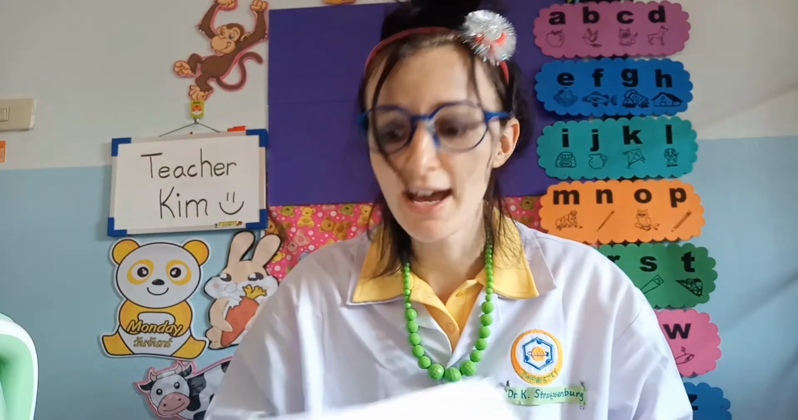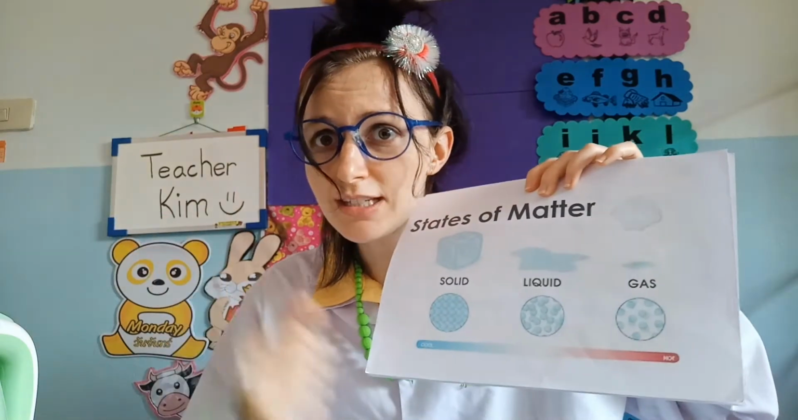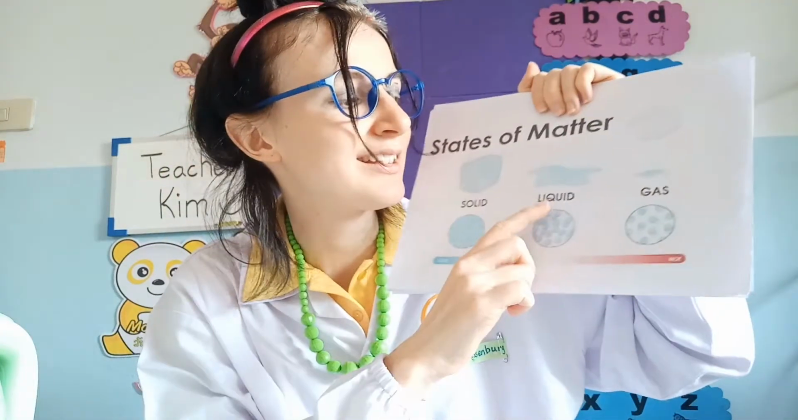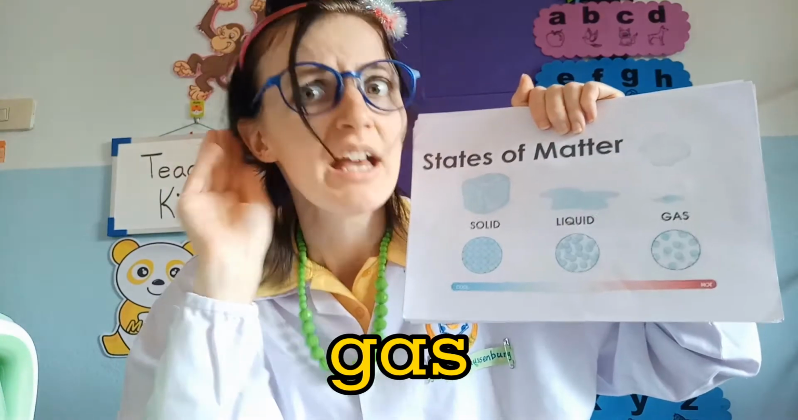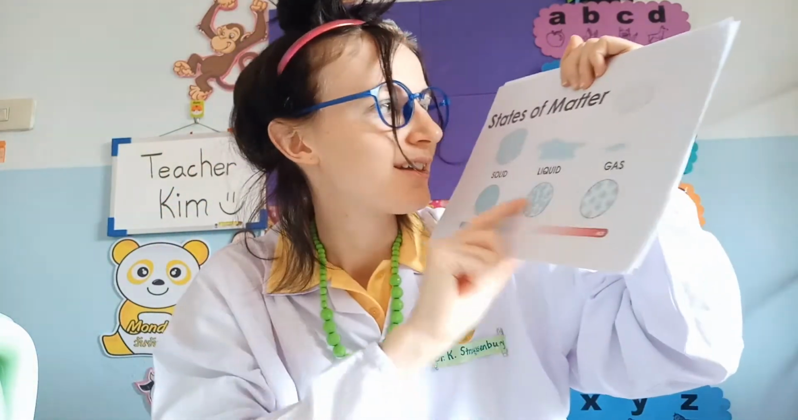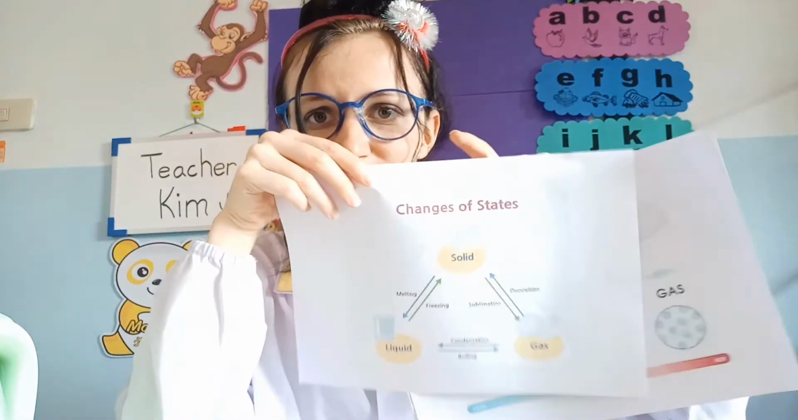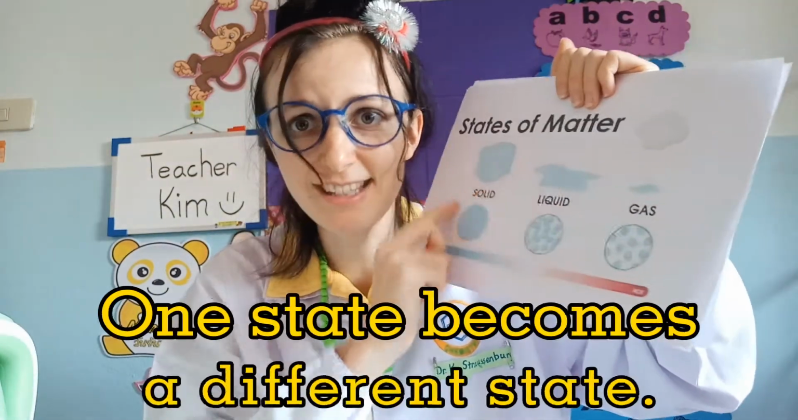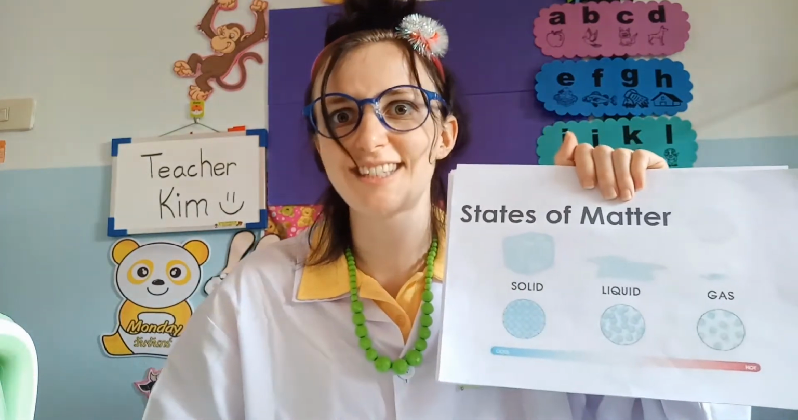So, everything around us is made of matter. There are 3 types of matter. What are the 3 types? Well, there is solid, liquid, gas. These are 3 types of the states of matter, and a change in state is when one of these 3 states becomes a different state. So we are going to talk about each kind of change of state.